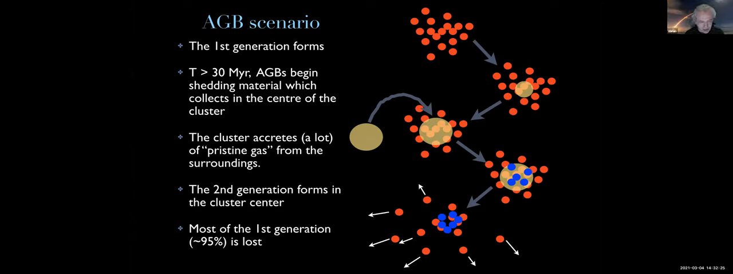Okay, thank you. There are some comments by Corinne Charbonnel, but I will let you discuss with her in a chat, or let me ask questions first. From Noah Tosho: could multiple populations in globular clusters be caused by past mergers with older clusters?